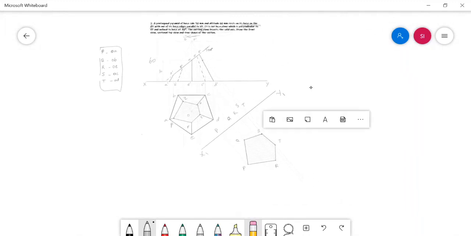So for the given problem, we have drawn the front view, the sectional top view and the true shape of the section. Try this with your proper tools on paper. Thank you.